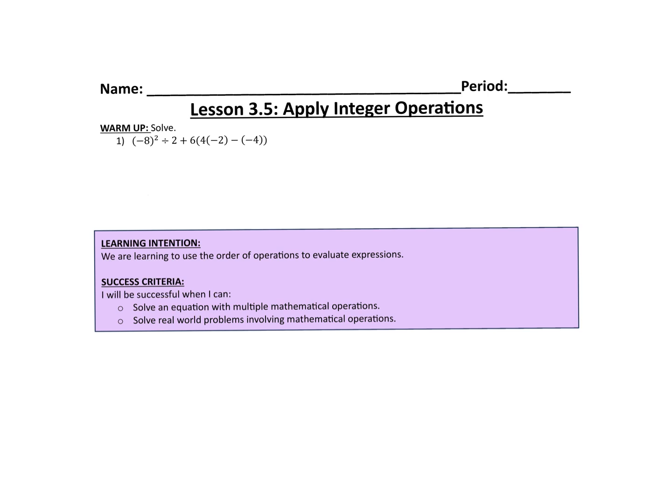All right, hey guys, this is Mrs. Van Newland, and we are going to go through lesson 3.5, which is on applying integer operations.